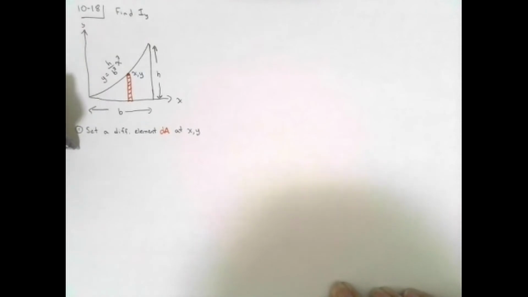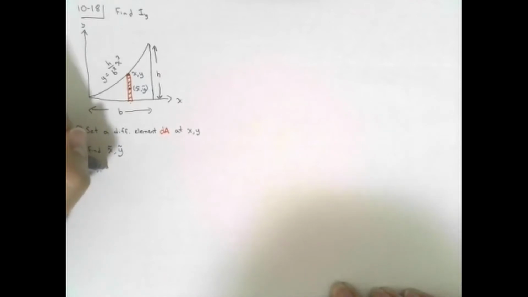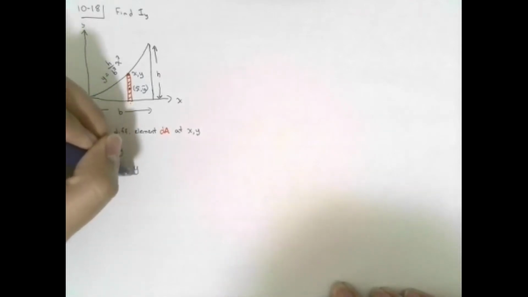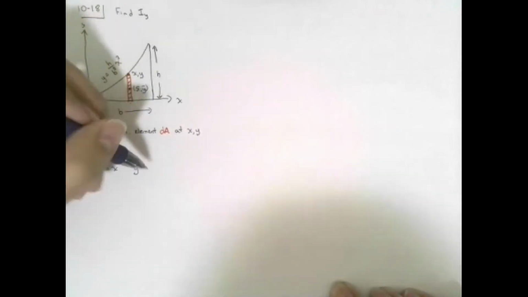And after that, we would like to determine the coordinates for the centroid of this differential element, x squiggly and y squiggly. For this differential element, we know that x squiggly, which is the x coordinate of the centroid of this differential element, is simply located at x. And then y squiggly, which is the y coordinate of the centroid of this element, is simply located at y divided by 2.